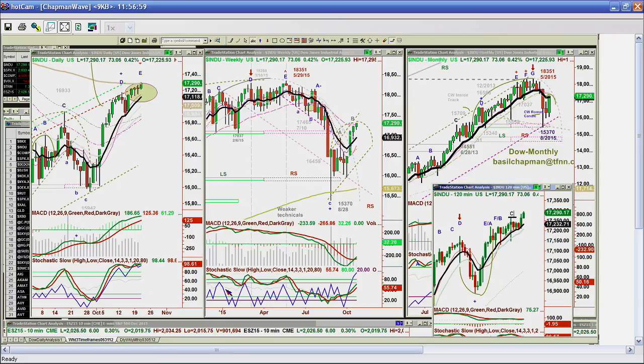Also, the stochastic's at 98% in the daily chart, and the MACD is very strong. This is good action, and look how it's attempting to smack that 200-period moving average. It's now at 17,287. So I hope I got that out of the way.